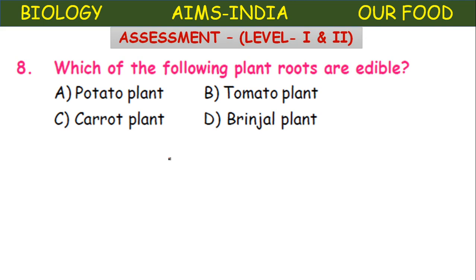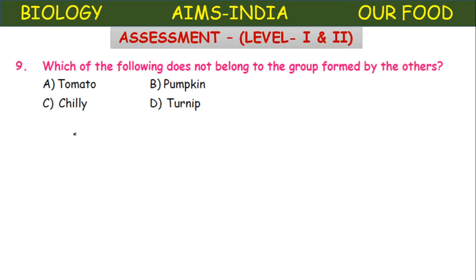Which of the following plants' roots are edible? Potato plant, tomato plant, carrot, brinjal. Carrot plant is the root which we eat. Which of the following does not belong to the group formed by the others? Tomato, pumpkin, chili, turnip. It is the turnip. Remaining all fruits, it is the root. Okay.